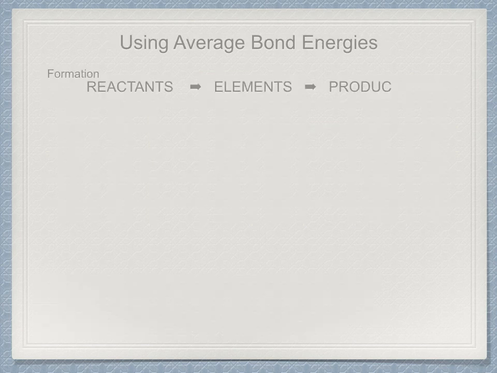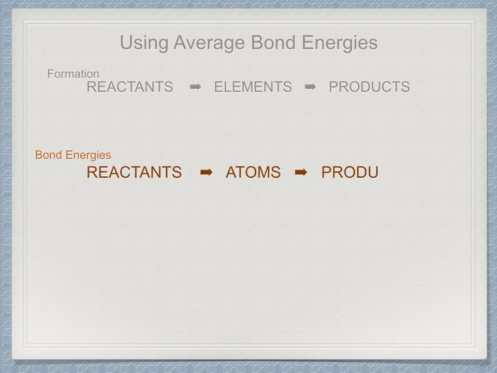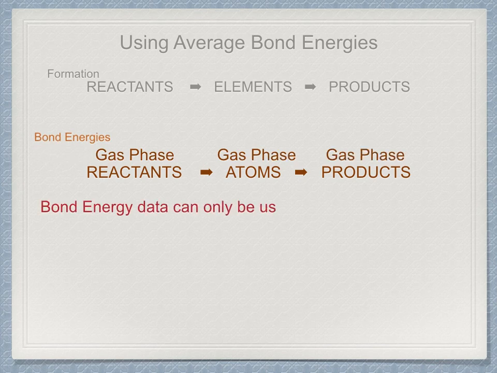We use formation data by imagining the alternative reaction path of unforming the reactants into the elements in their standard states and then forming the products from those elements. With bond energy data, we imagine dissociating the reactants into the gas phase atoms and then assembling the products from those atoms. But there's one big warning at this point. Bond energy data can only be used for substances in the gas phase. They cannot be used if a substance is in a condensed phase, liquid or solid. This limits the applicability of this data.